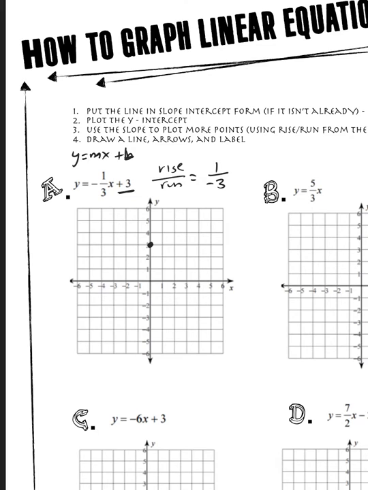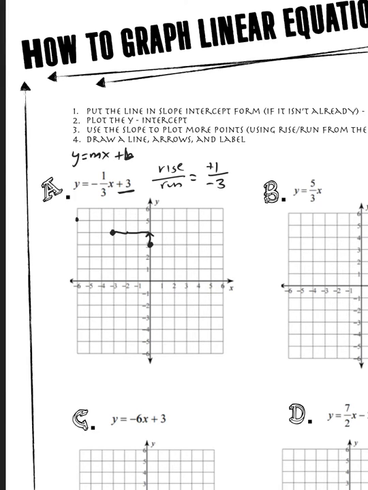So here I am at the y-intercept. I'm going to rise positive 1. Then I'm going to run 3 units in the negative direction, and there's a second point. If I do it again, rise 1, run negative 3, there's 3 points. I can go ahead and draw a line.